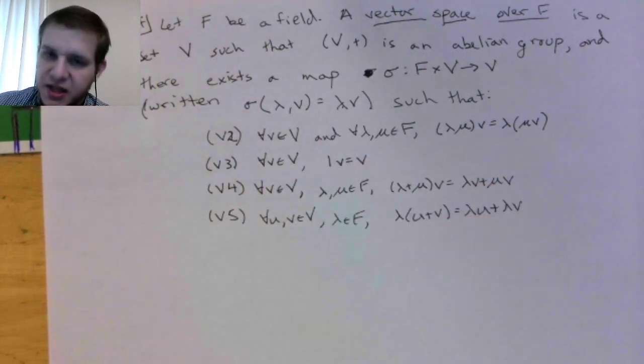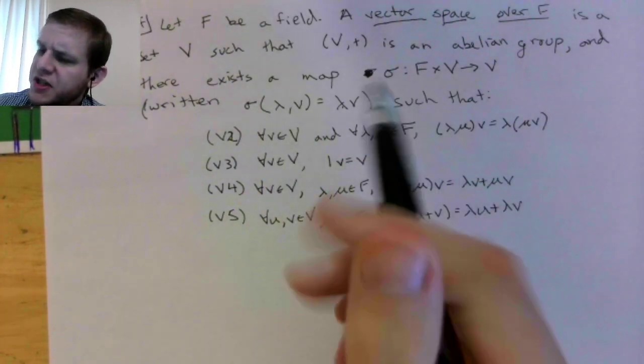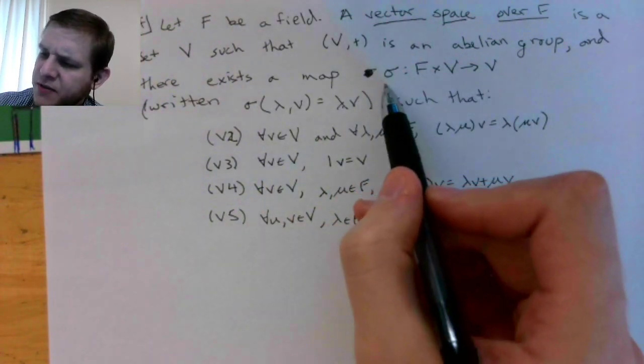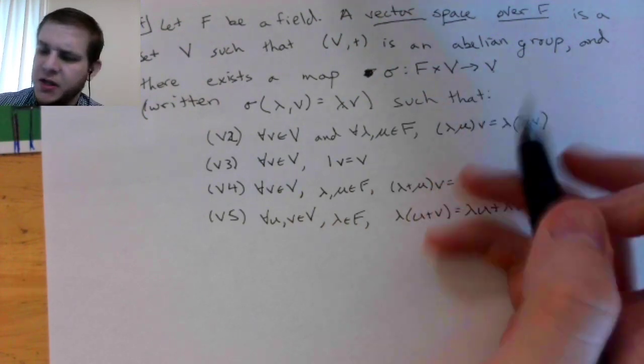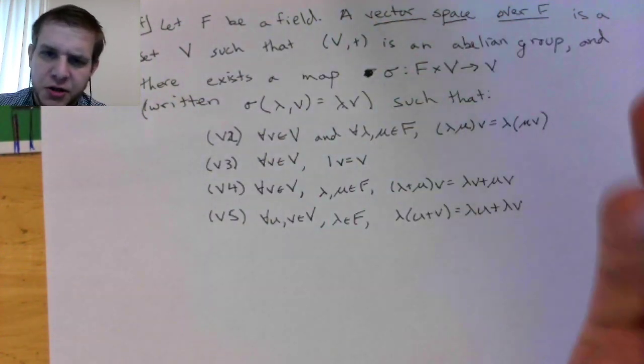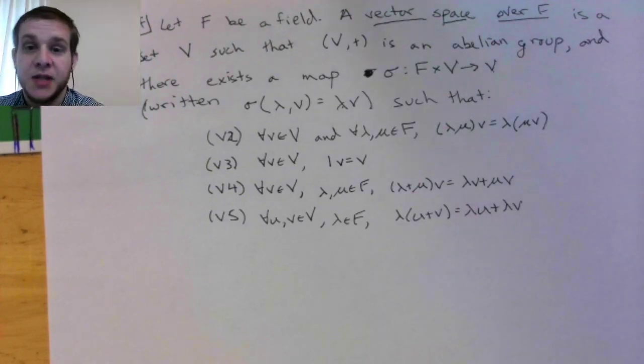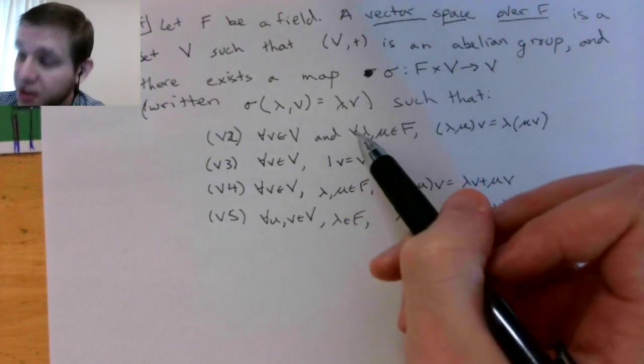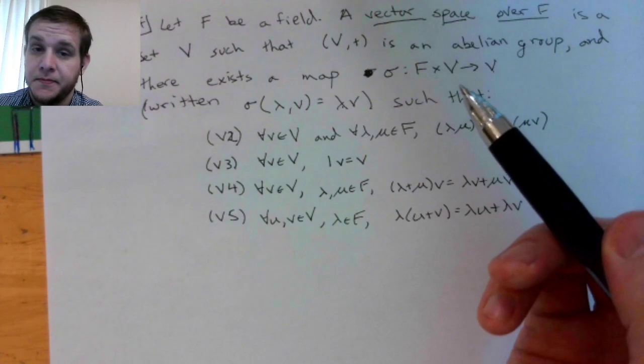And I just need to satisfy these axioms. So V1 is just that the output of this function sigma is in V, so I skipped it here. But V1 is just closure under scalar multiplication: lambda times v is an element, lambda times little v is an element of capital V.